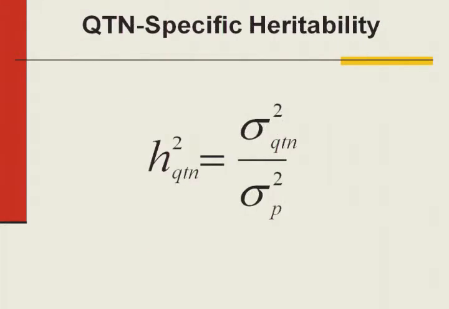So we can define a QTN-specific heritability in the same way, the proportion of variance due to my locus. And here by QTN I mean quantitative trait nucleotide. Hopefully in the end game that I'm trying to get to, I've got in my hands a genotyped true functional variant that I would like to test whether or how the mean trait values vary by.